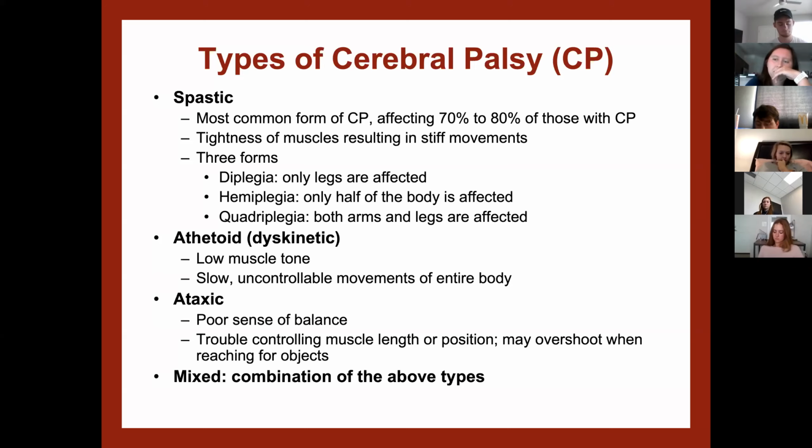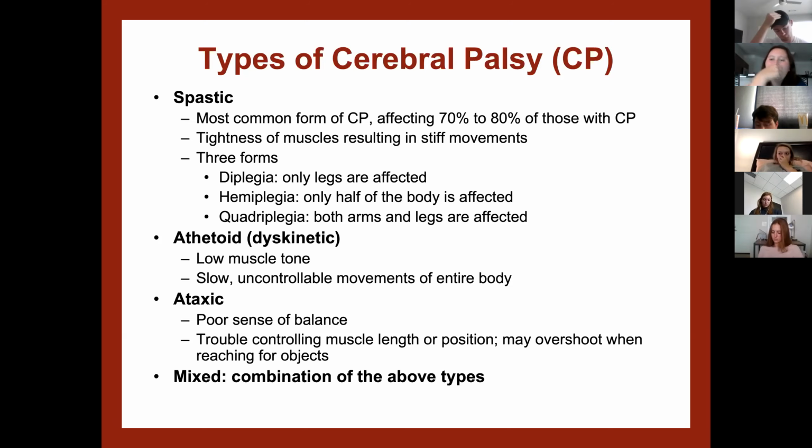There's three forms of spastic cerebral palsy: diplegia, where only the legs are affected; hemiplegia, where half the body is affected, one side or the other; and quadriplegia, where both arms and legs are affected. So know the difference in those. Diplegia is just the legs. Another type of cerebral palsy is athetoid, where they're going to have low muscle tone, which is just the opposite of the spasticity we were talking about in the spastic type.